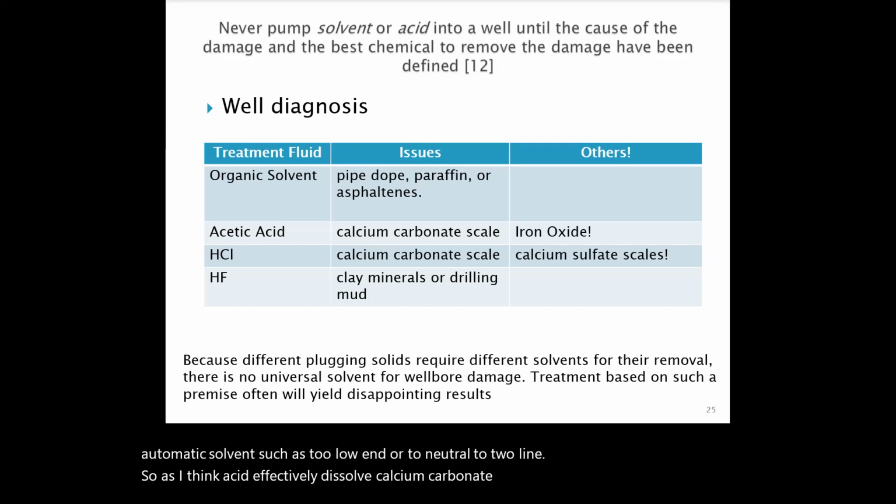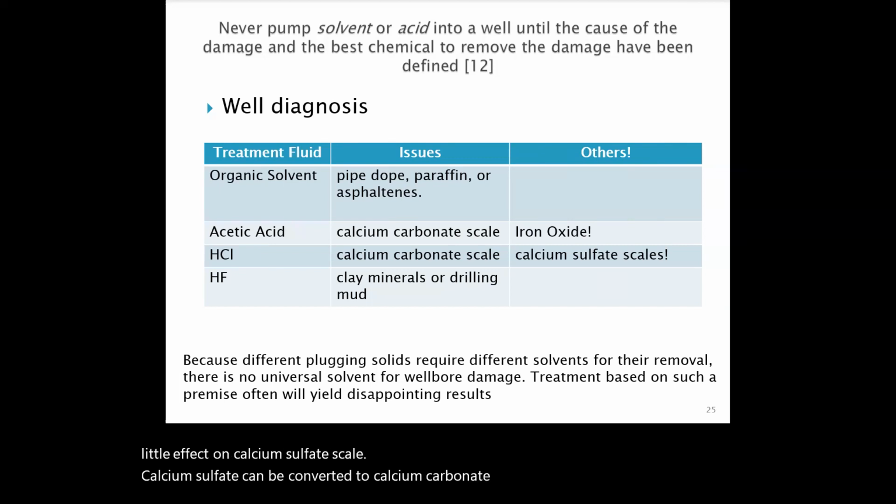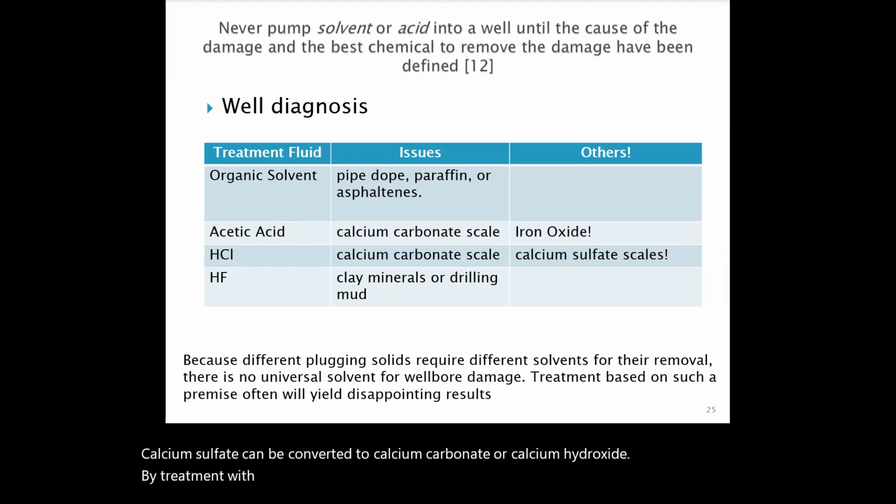So acetic acid effectively dissolves calcium carbonate scale. However, it will not dissolve ferric oxide, or what we call iron oxide scale. HCl dissolves calcium carbonate scale quite easily, but has little effect on calcium sulfate scale. Calcium sulfate can be converted to calcium carbonate or calcium hydroxide by treatment with potassium hydroxide or sodium carbonate. So HCl can be used to dissolve the converted scale.